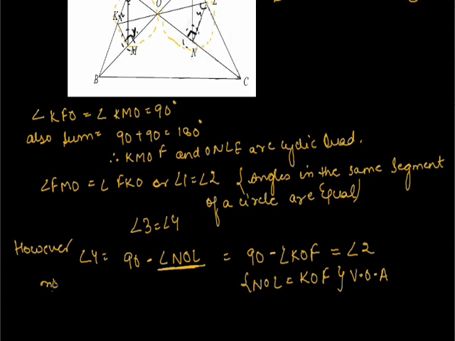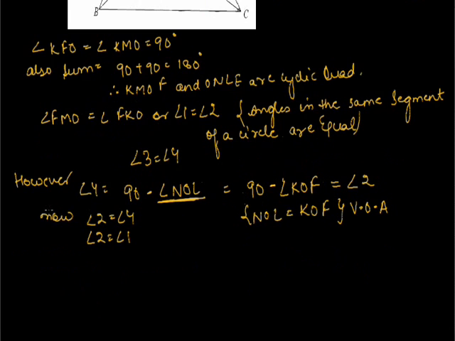Now we know that angle 2 is equal to angle 4 and angle 2 is equal to angle 1. पहले हम लोग प्रूफ कर चुके हैं. Therefore एंगल 1 इन दोनों रिलेशनशिप से एंगल 4 के बराबर आ जाता है.